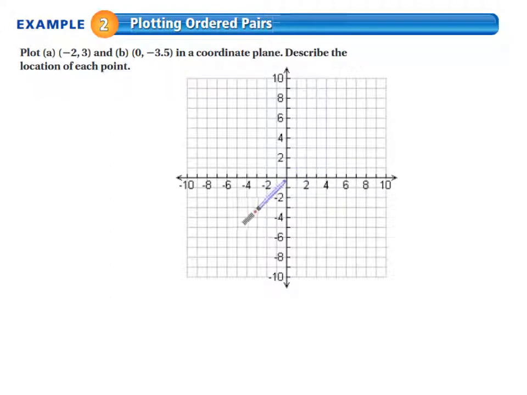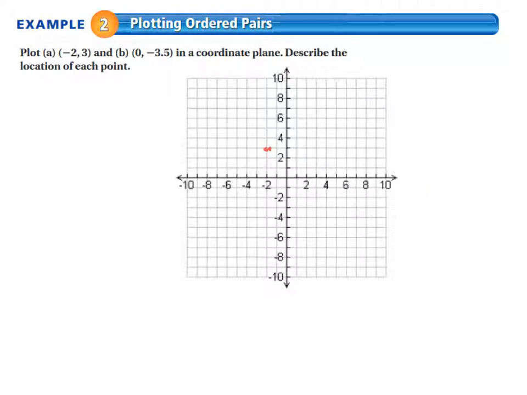So we're going to start right here, pointing to the origin. I'm going to go 2 to the left. And then the 3, that's positive, we're going to go up. So we're going to go up 3. If it were negative, we'd go down, but it's positive, we're going to go up. So we're going to place a dot right there. I don't have a stylus again, so I'm trying to use my finger. That's negative 2, comma 3.